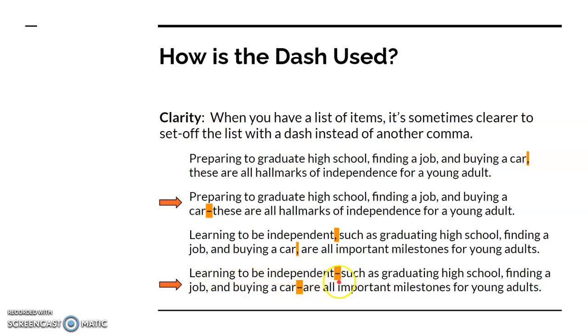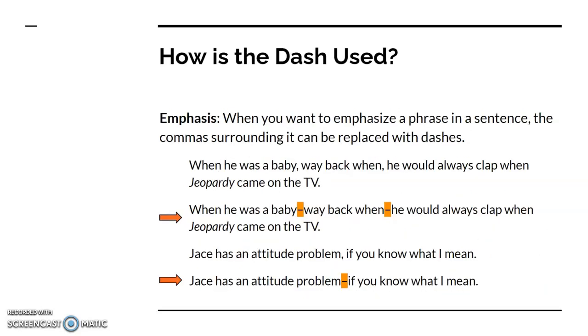So we could say: learning to be independent -- such as graduating high school, finding a job, and buying a car -- are all important milestones for young adults. So mainly the dash is used to just help the eye understand how the sentence is broken up into different sections.